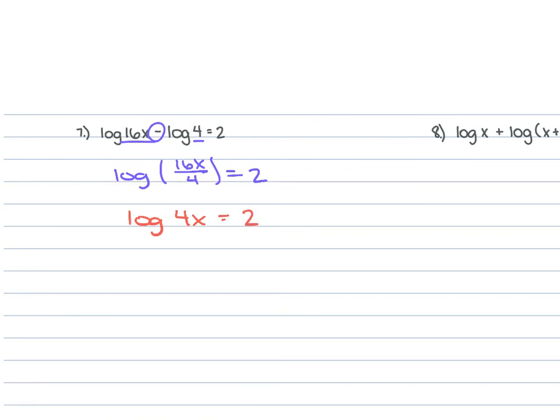How do you get rid of the log? What's your base on it? Your base is 10, so that's going to have to be the base on both sides. So it's going to be 10 to the power of log 10 of 4x is equal to 10 to the second power. So from here, the 10 and the log 10 cancel. So 4x is equal to 10 to the second power, which is 100. We divide each side by 4 and get that x is 25.